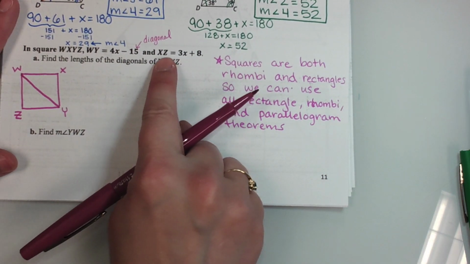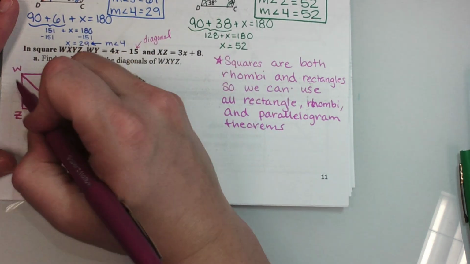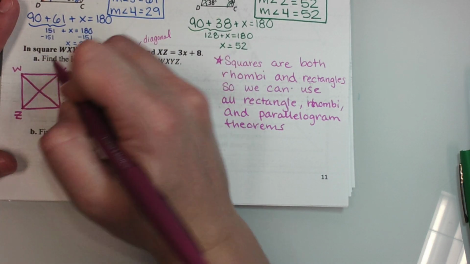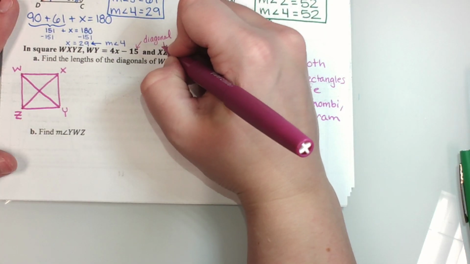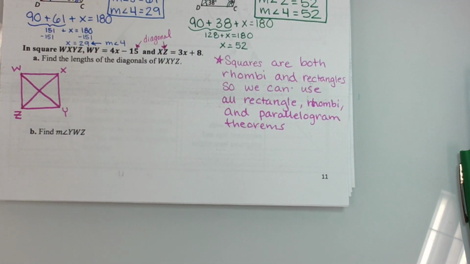What about XZ? Also a diagonal. So, we're given diagonals of this square. So I want to focus in on what I know about diagonals of a square, which is what I know about diagonals of a rhombus or a rectangle.